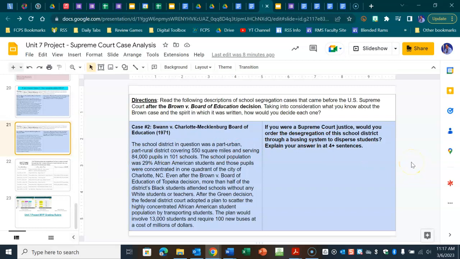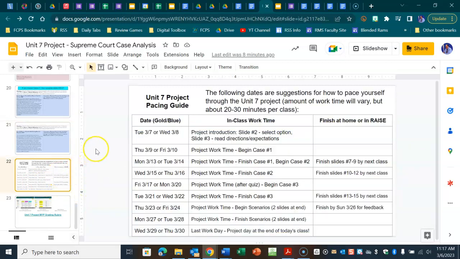Would you have agreed to this or not agreed to this? Okay. And again, here is your timeline for completing the project. Come with me to class if you have any questions about slides 16 to 21. Thank you.